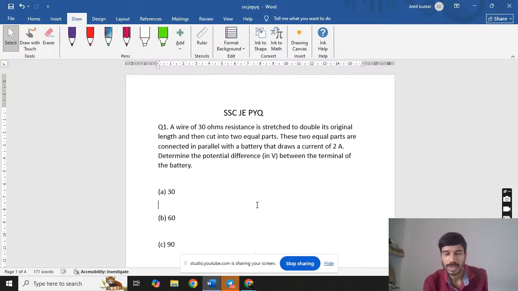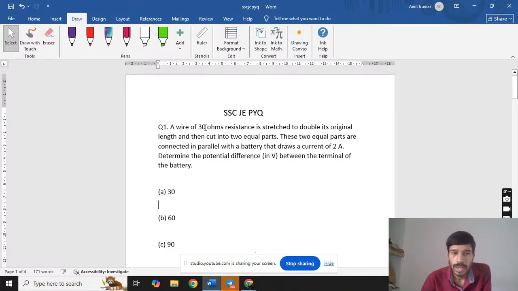Everyone, I will solve this question that was asked in SSC JE previous year. It is given that a wire of 30 ohm resistance is stretched to double its original length and then cut into two equal parts. These two equal parts are connected in parallel with a battery that draws a current of 2 ampere. Determine the potential difference between the terminals of the battery. We have to calculate the potential difference between the terminals of the battery.